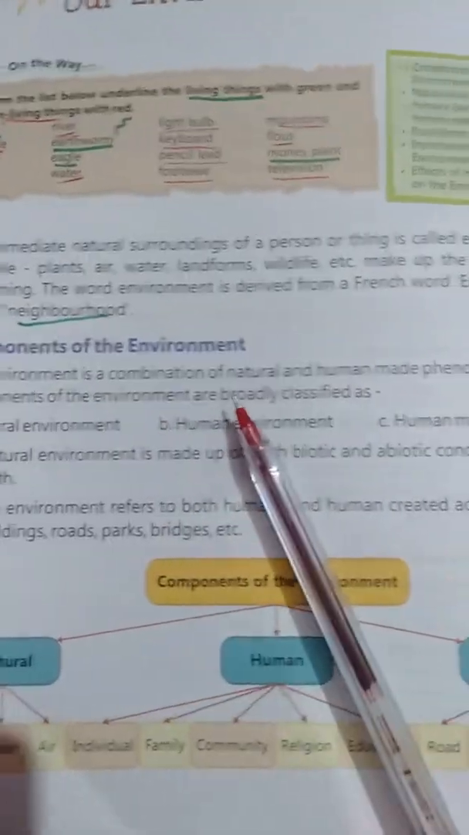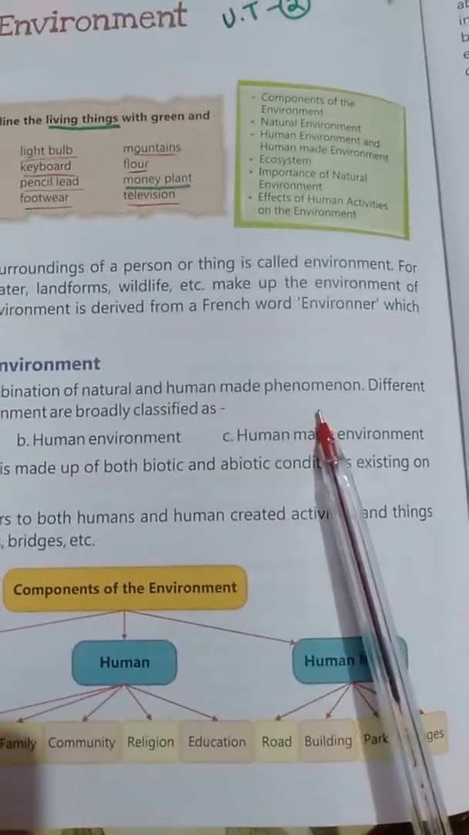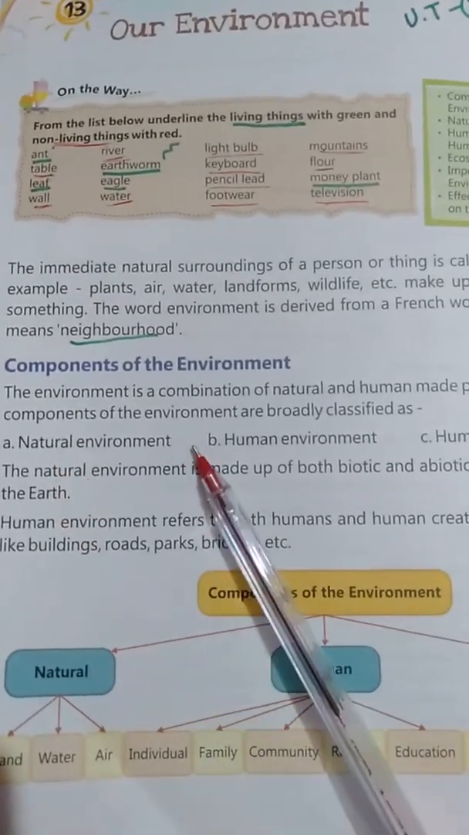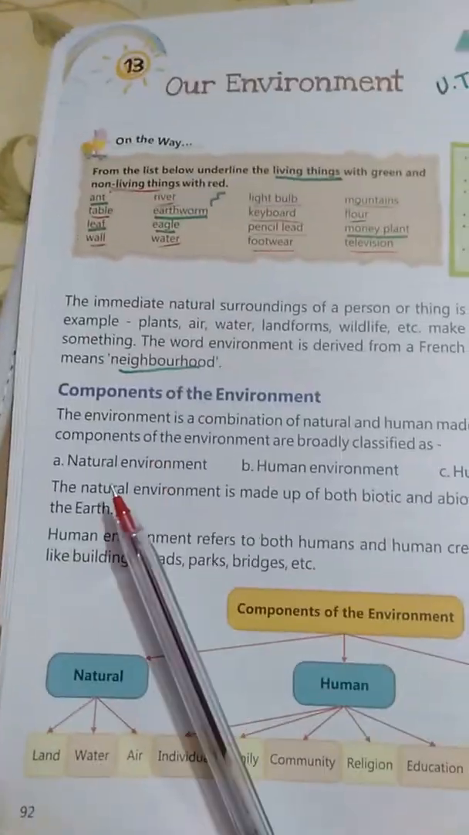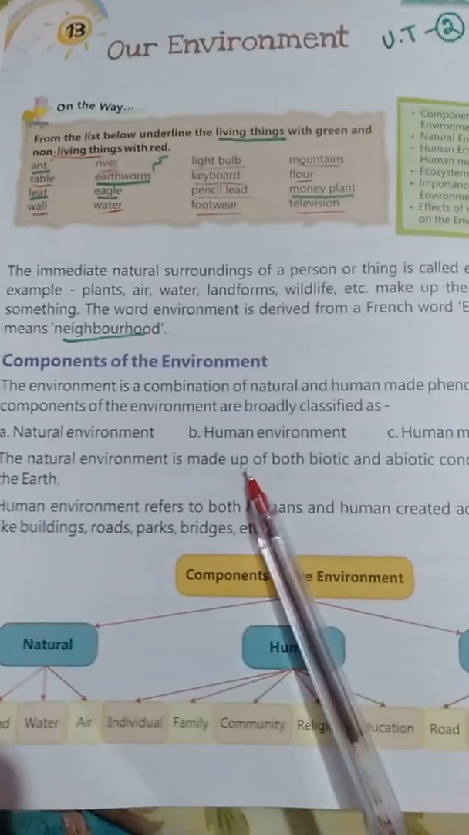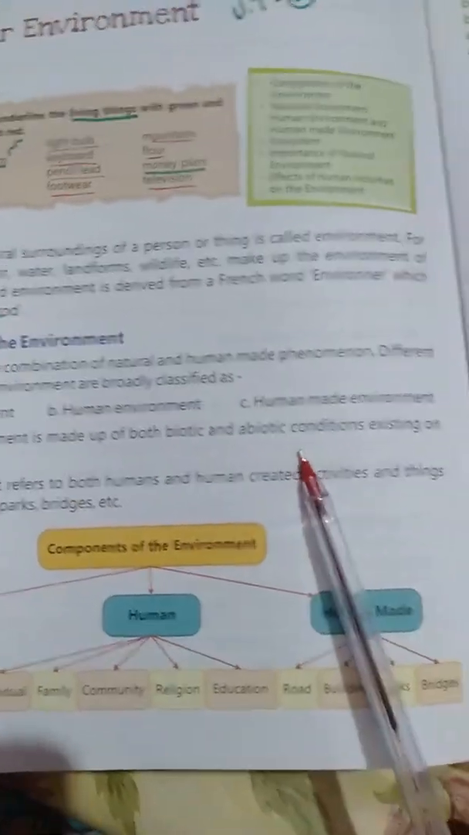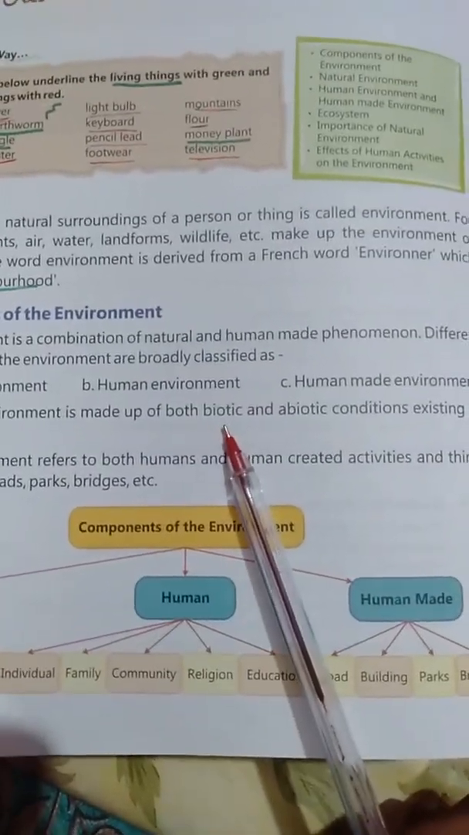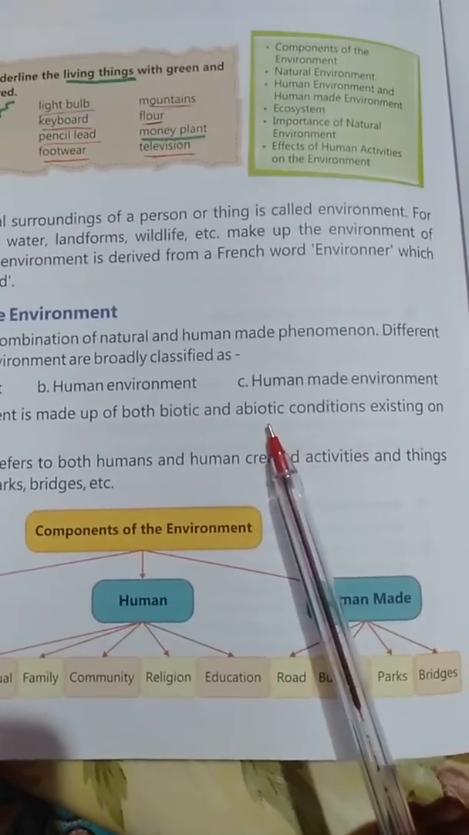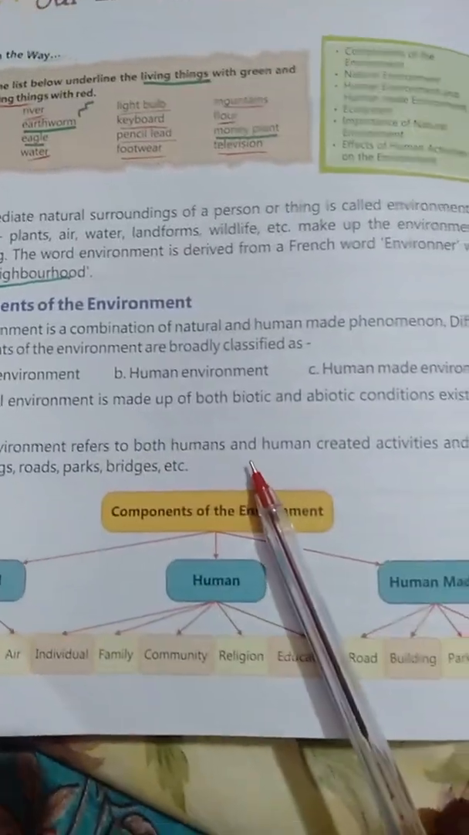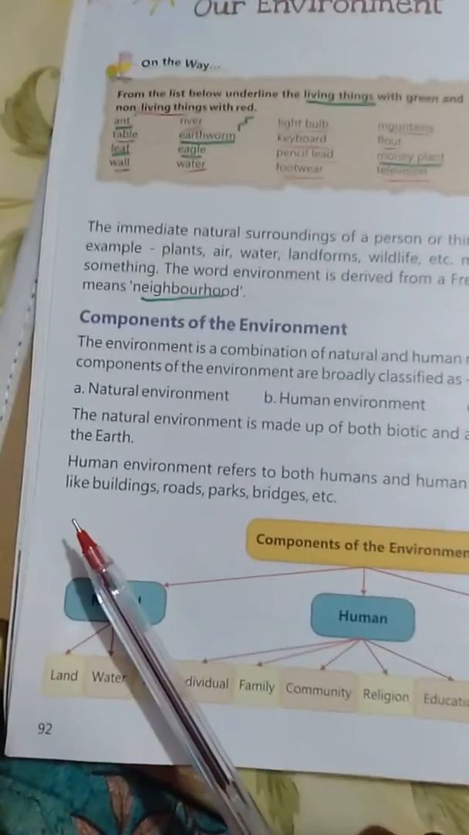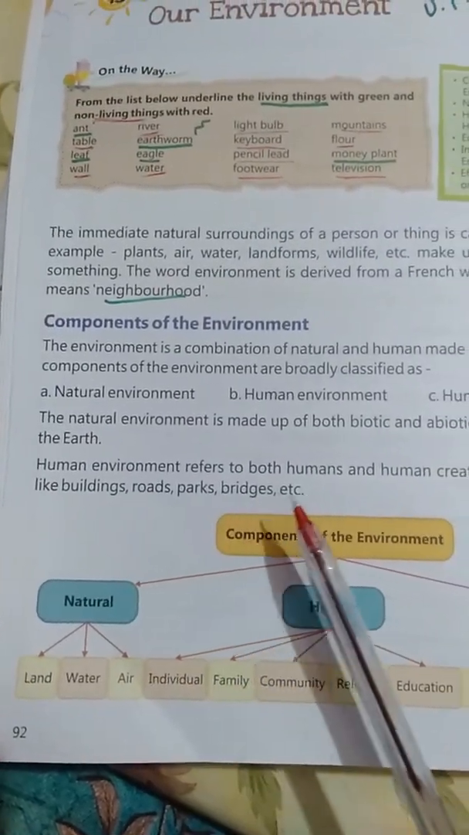The environment is the combination of natural and human-made phenomena. Different components of environment are broadly classified as natural environment, human environment and human-made environment. The natural environment is made up of both biotic and abiotic conditions. Biotic means the living things and abiotic means the non-living conditions existing on the earth. Human environment refers to both humans and human-created activities and things like buildings, roads, parks, bridges, etc.